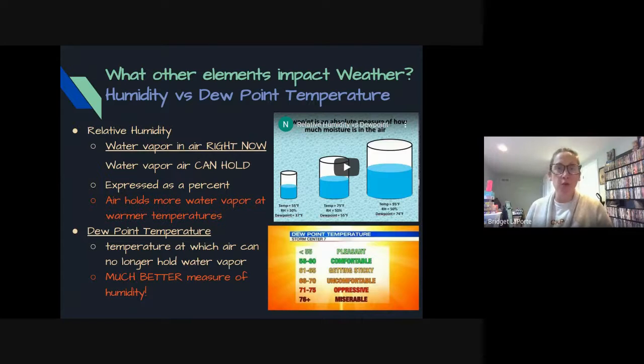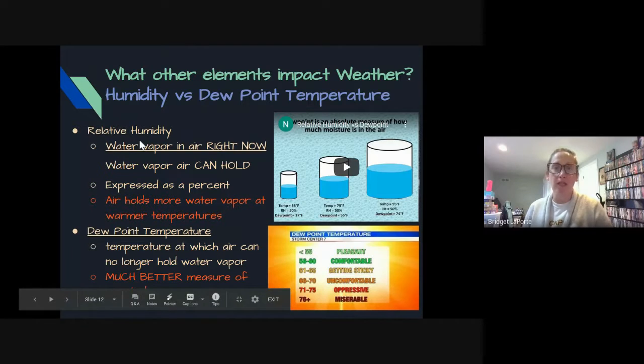All right, so when you look at your weather app, you're going to see two things that are talked about. And especially living where we live, we often talk about humidity in the summertime because it can tend to get pretty humid around where we live. And there are two ways to measure that, or to read humidity. The first is through something called relative humidity.